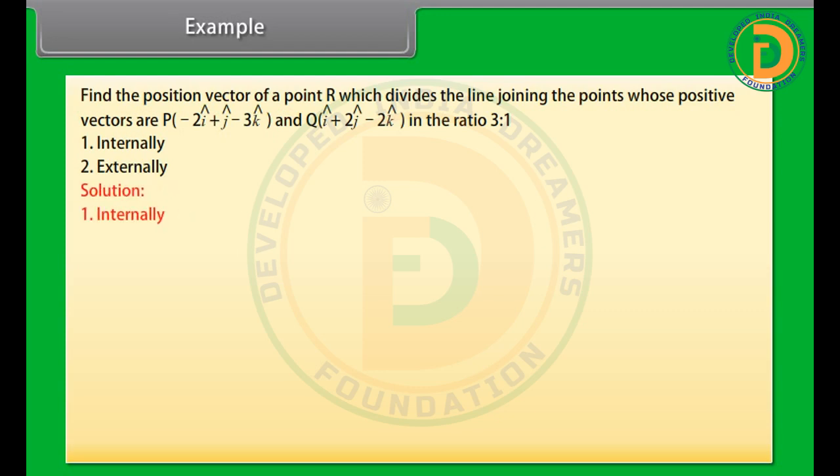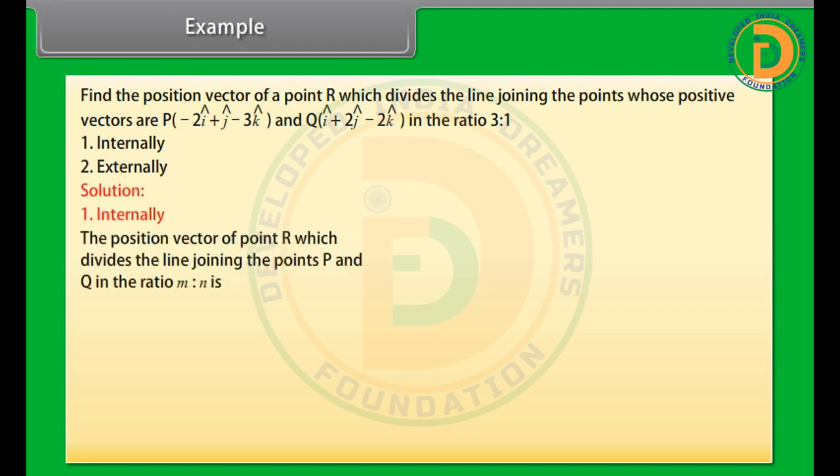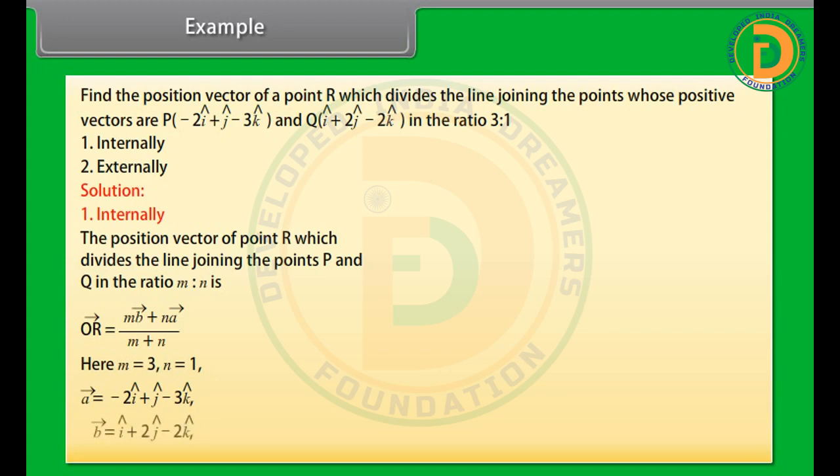Solution: 1 internally. The position vector of point R which divides the line joining the points P and Q in the ratio m is to n is vector OR equals m vector B plus n vector A by m plus n. Here m is equal to 3, n equals 1. Vector A equals minus 2 cap i plus cap j minus 3 cap k. Vector B equals cap i plus 2 cap j minus 2 cap k.